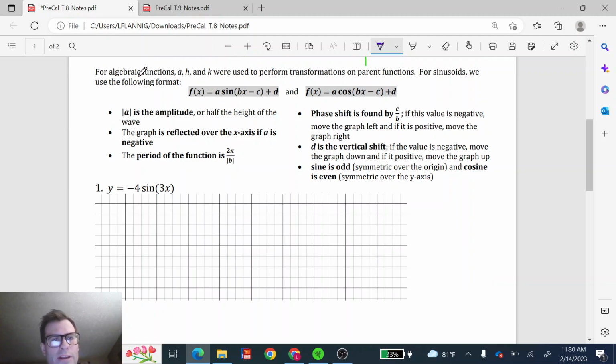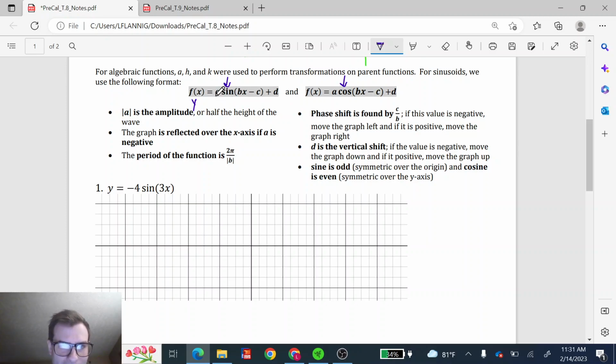So for algebraic functions, a, h, and k are what we used to perform transformations of parent functions. For sinusoids, we're going to use the following format. So this is what they look like. You can see they're exactly the same, sine and cosine. The only difference is that there's a sine here and a cosine here, but they're exactly the same. So f of x, or as we know it to be y, is equal to a sine b times x minus c plus d. Now, what do all of these letters mean?